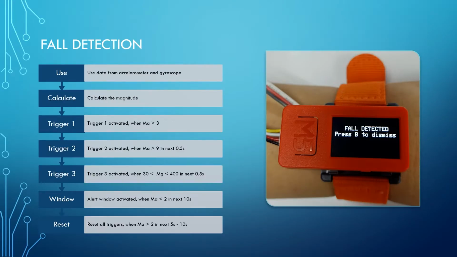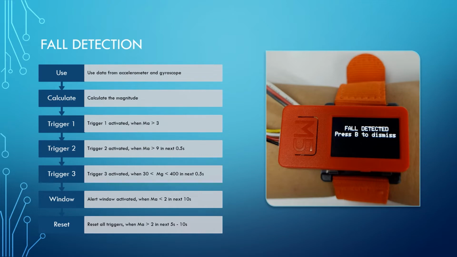Now, another main feature of this watch is the fall detection. When the user is wearing the watch and falling down, the device will detect a fall based on the data of the accelerometer and gyroscope sensor embedded in the device. The accelerometer measures the linear acceleration, while the gyroscope measures the angular velocity of the rotation of the watch. In order to detect a valid fall, our team has set three trigger conditions.